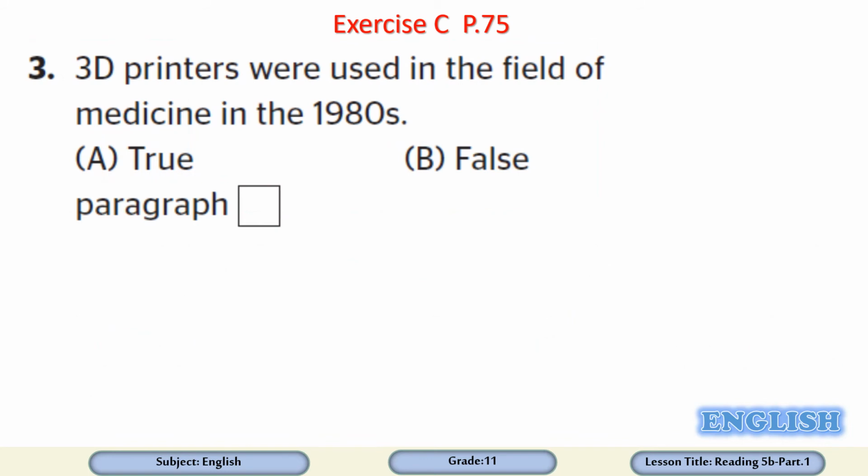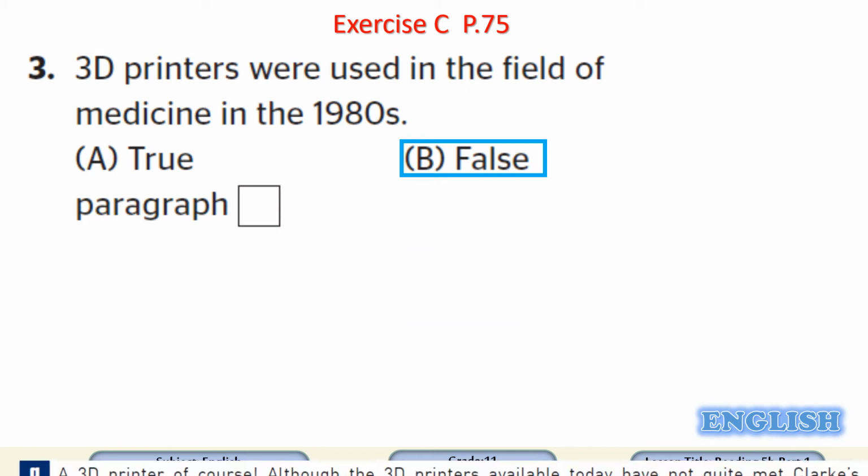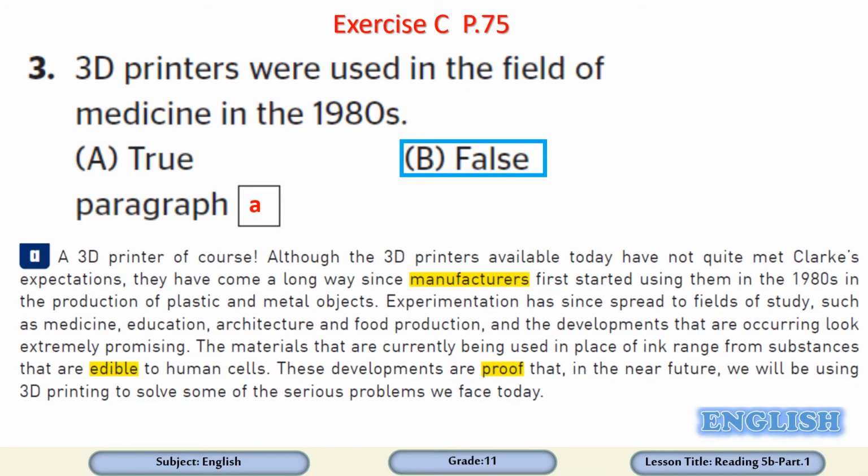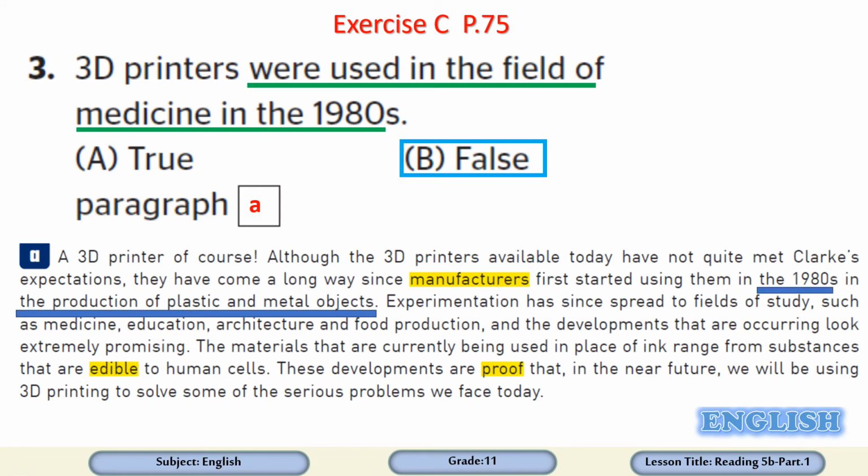Statement 3 now. What's your answer? Yes, very good. It's false. And the answer in which paragraph? Yes, it's in paragraph A. What does the statement say? 3D printers were used in the field of medicine in the 1980s. What does the paragraph say? In the 1980s, they were used in the production of plastic and metal objects. They have been used in experimentation. So experimentation and not use in medicine.